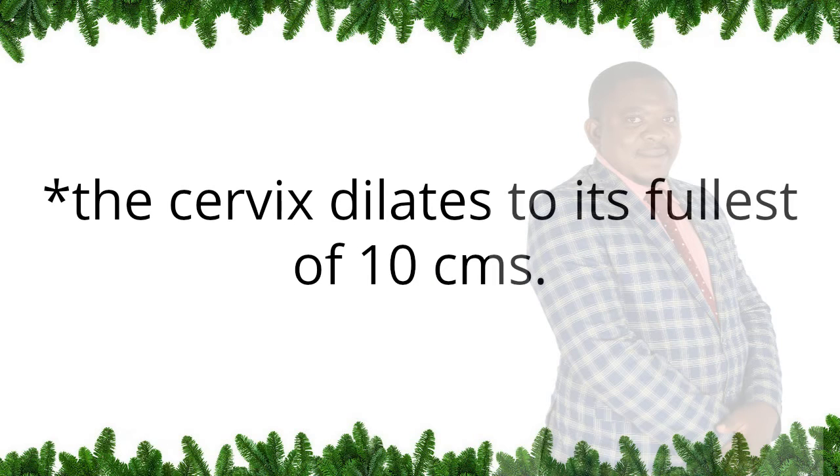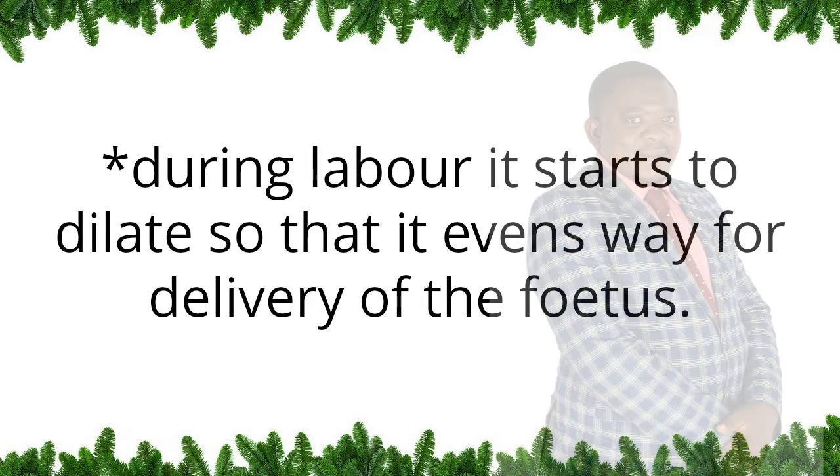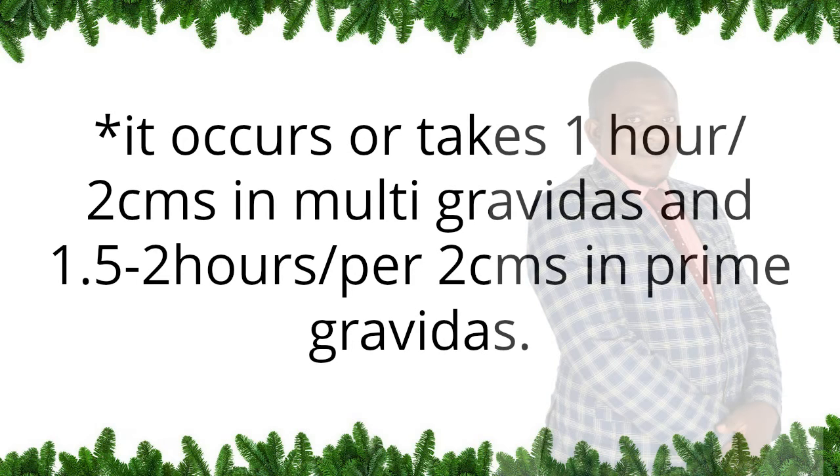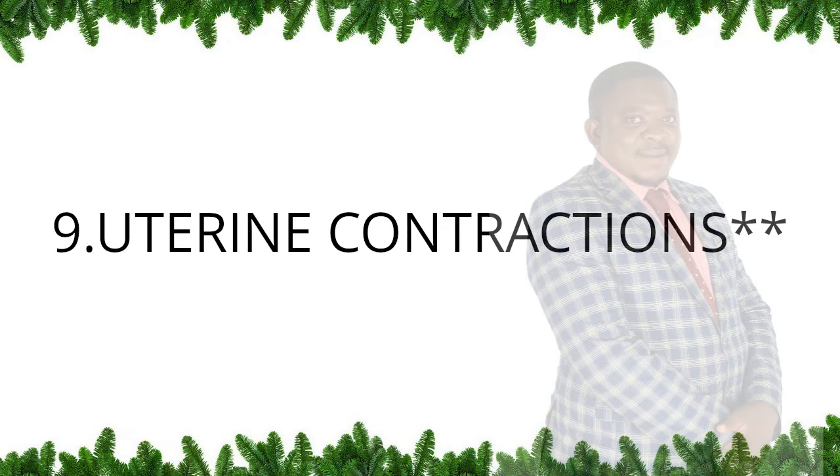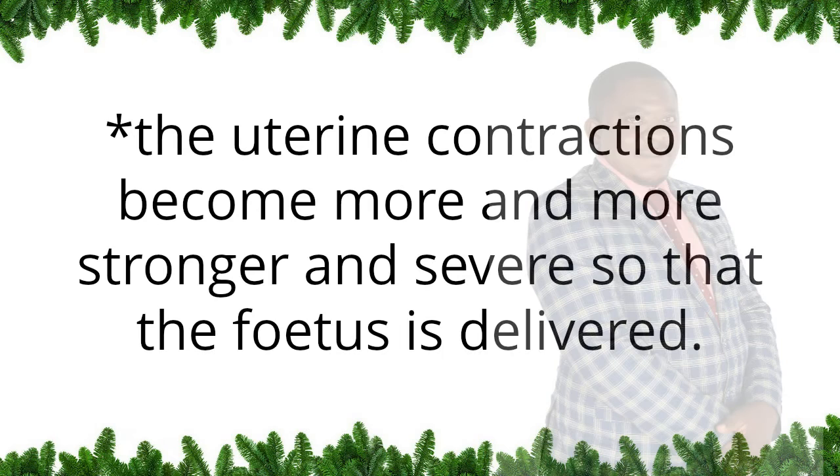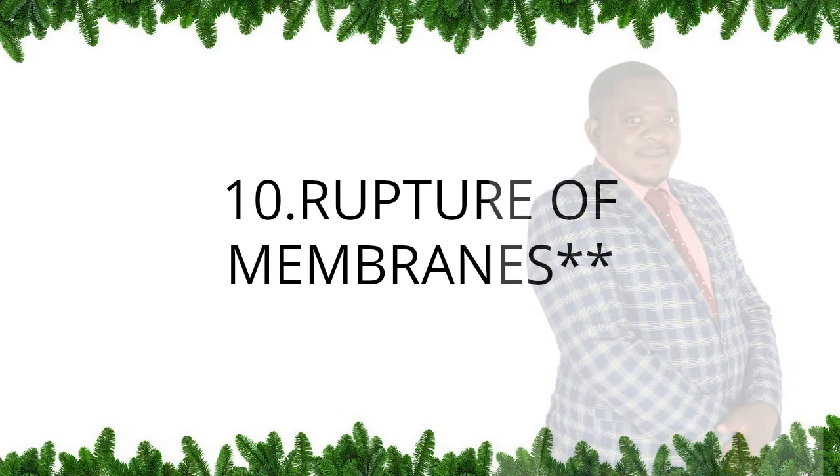7. General axis pressure. The contractions start from the upper segment, exerting pressure on the hindwaters. The hindwaters also exert pressure on the fetus, and finally the fetus pushes the forewaters, and the cervix will dilate, delivering the fetus. 8. Cervical dilatation. The cervix dilates to its fullest of 10 cm. During labor it starts to dilate so that it makes way for delivery of the fetus.